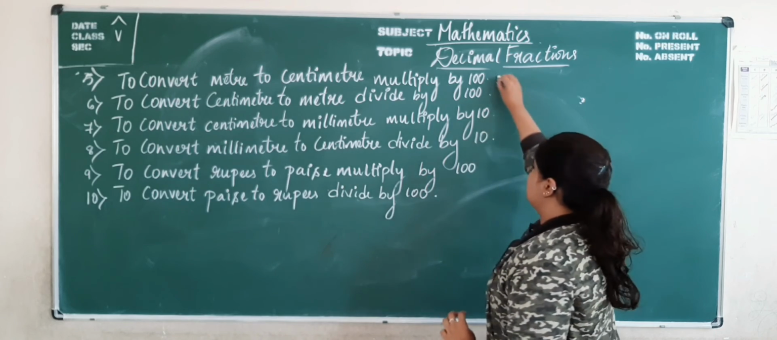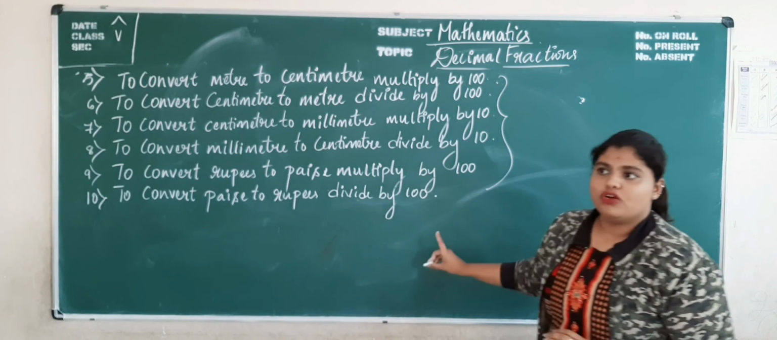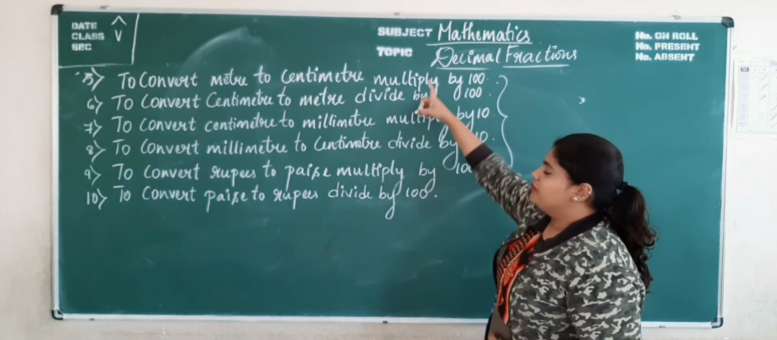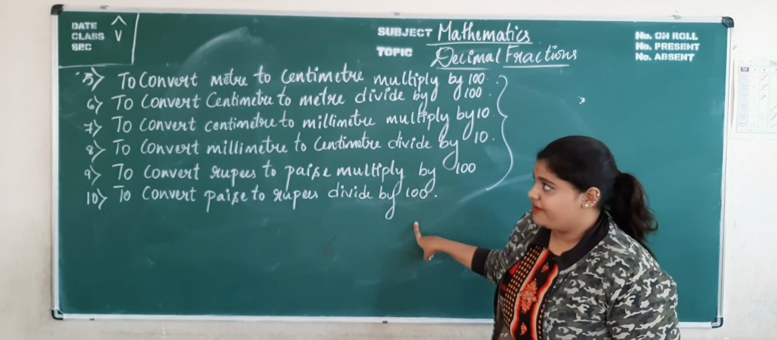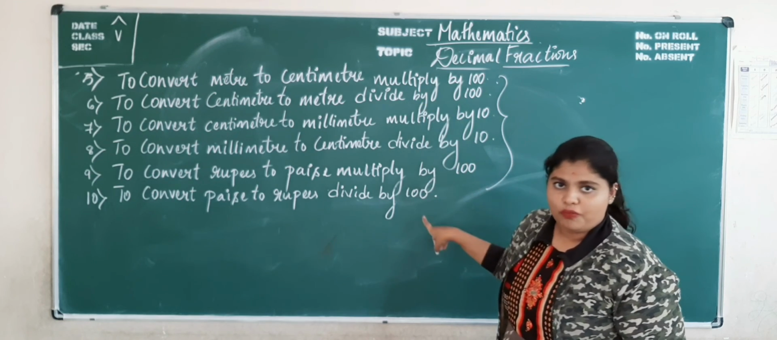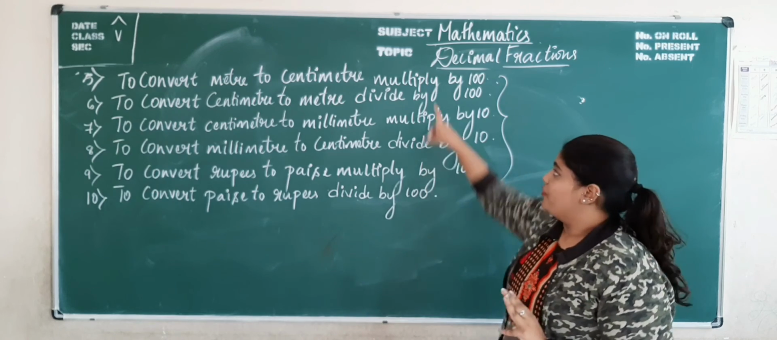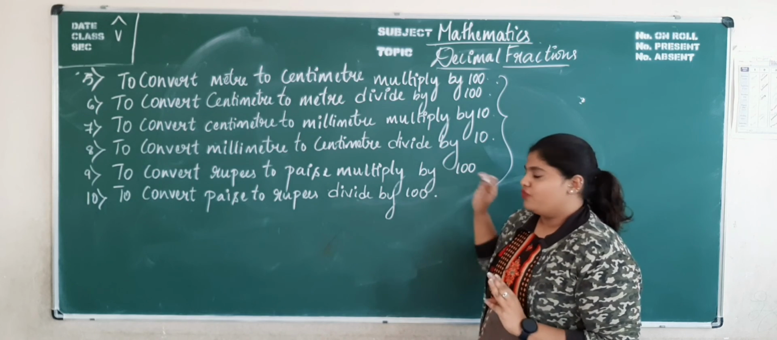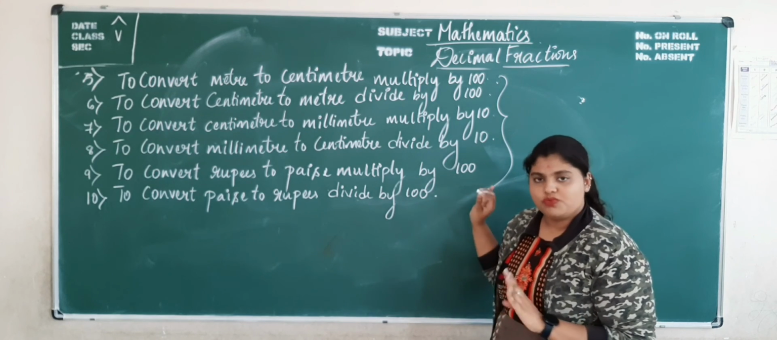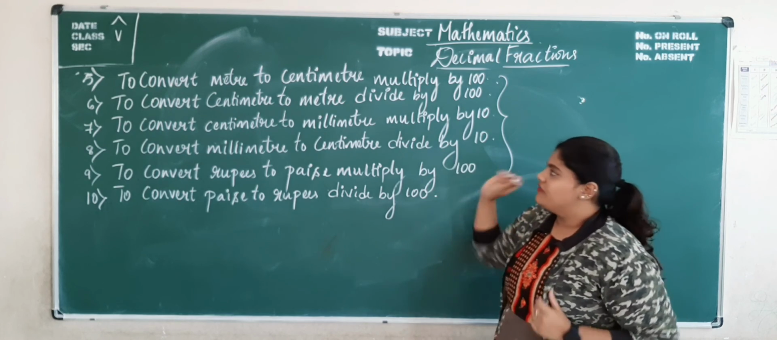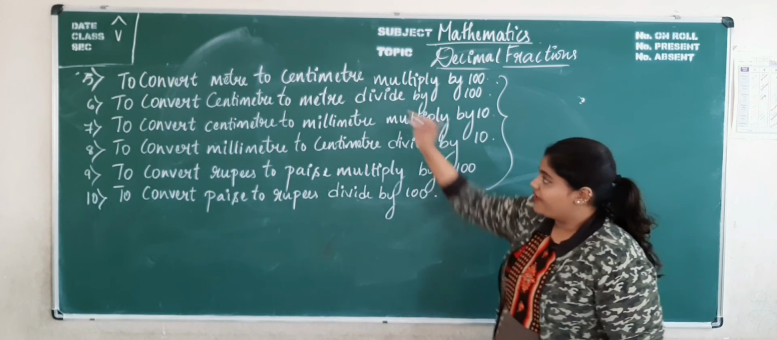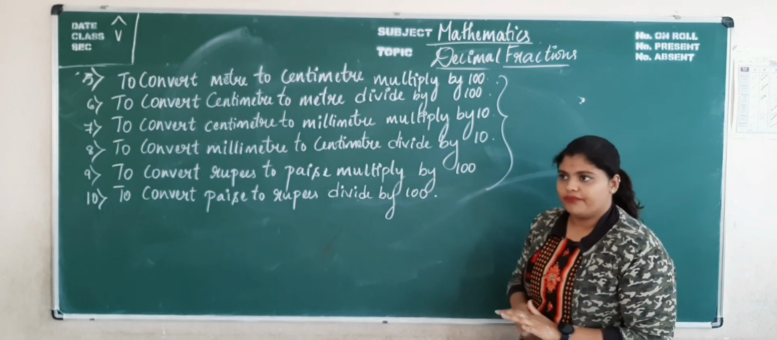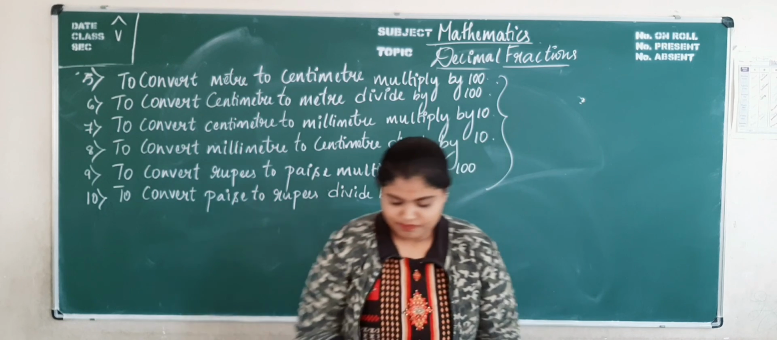If you know these points, you can solve any problems in this chapter. So what you are doing today is, you will be writing point number 5 to point number 10, 3 times, and also learn these points. If you know these points, only then can you solve the problems given in this chapter. Okay? Revise these points. Is that clear? Yes. Thank you, children.